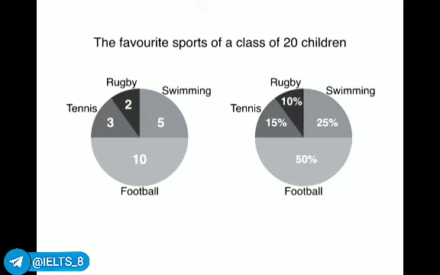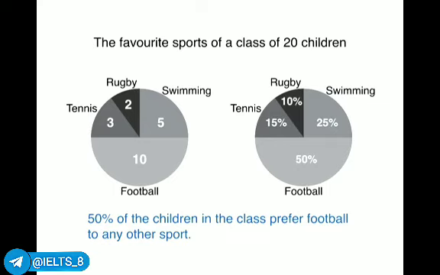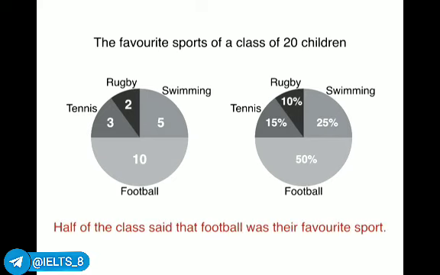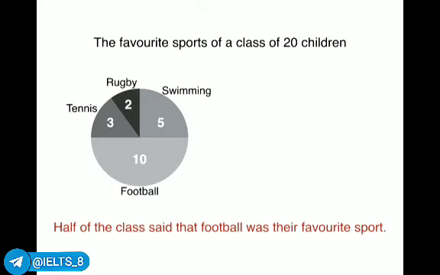And then we could write 50% of the children in the class prefer football to any other sport, or half of the class said that football was their favourite sport. But remember, even if you don't see the percentages, you can still say half of the class or 50% of the class, because we can still see that 10 out of 20 children preferred football.